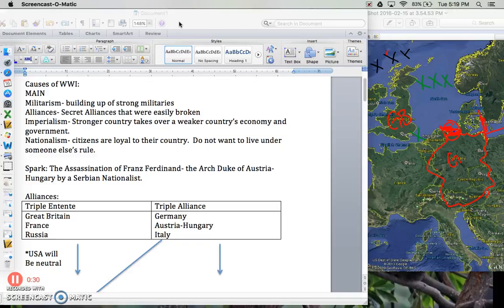So these are your notes for the causes of World War I. Don't forget to watch those videos on Edpuzzle too. They will really help you with understanding the causes.